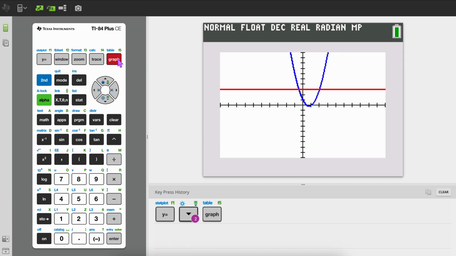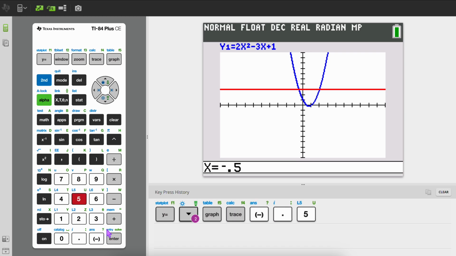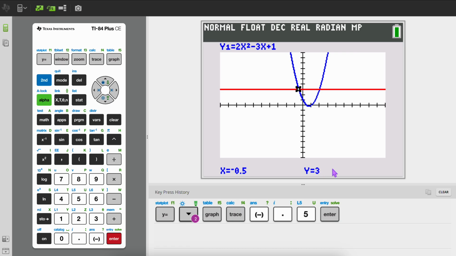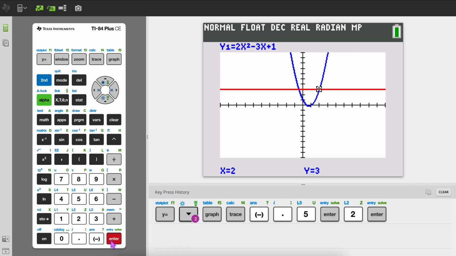So our graph looks like this. And I've already figured out the intersection points. The intersection points here are, and I can show you using the trace key, negative 0.5, right? That's where it hits the line y equals 3, and 2, right? So those are going to be our points of intersection.